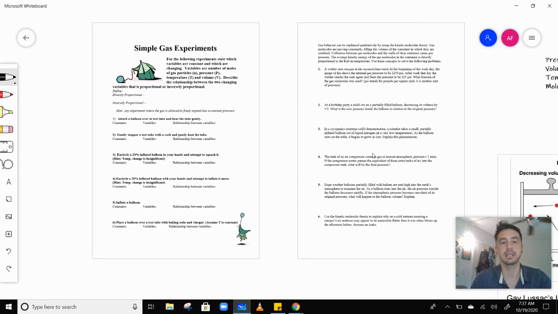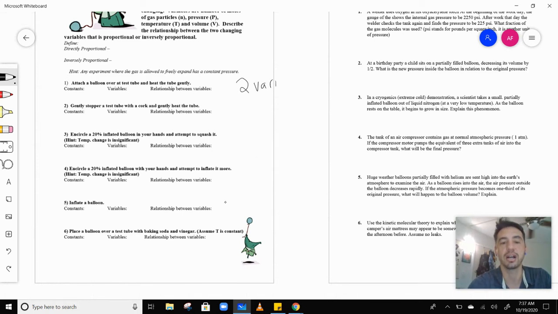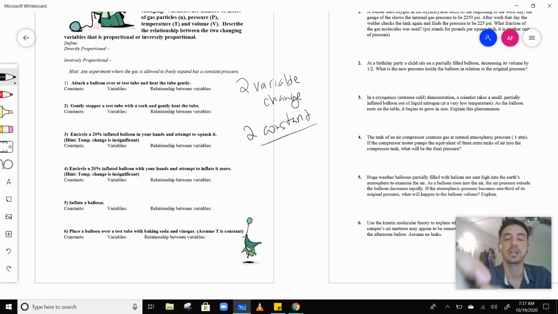In the simple gas experiments worksheet, there are always going to be two variables that change, while two stay constant, or don't change. So you're going to have to identify all four variables, identify which ones stay constant and which ones change, and then tell me how they change. How are they related?